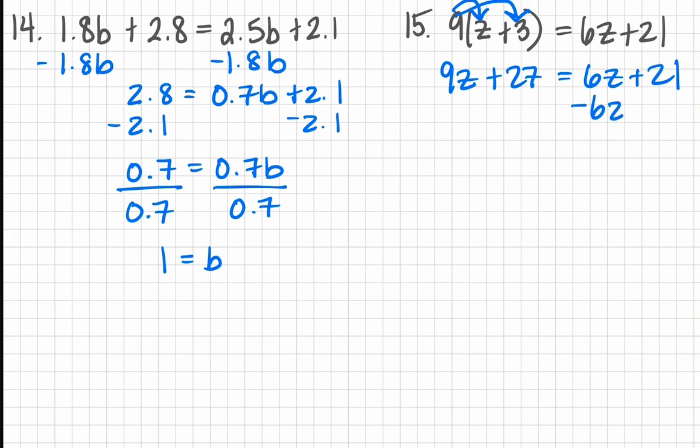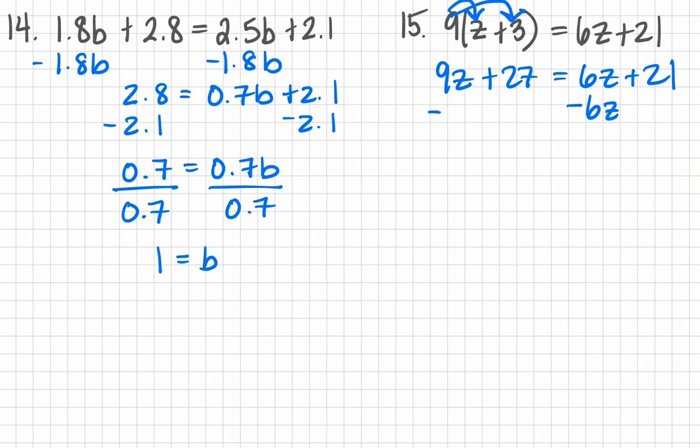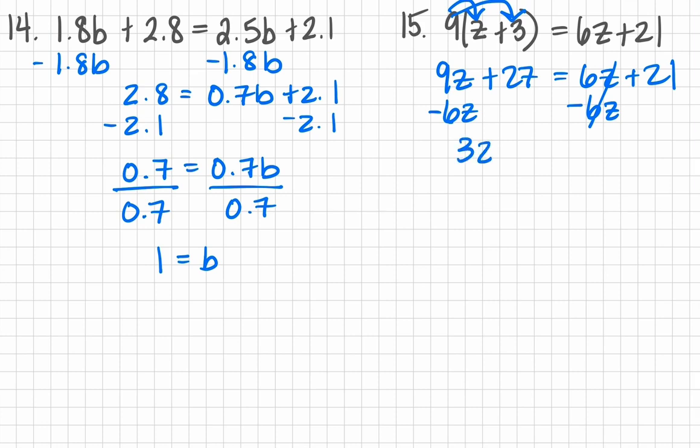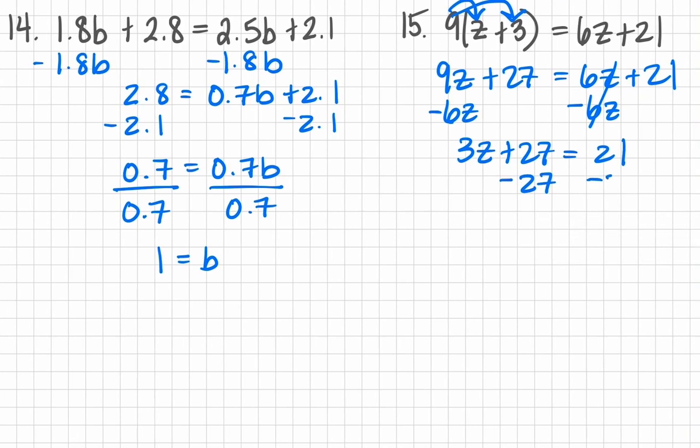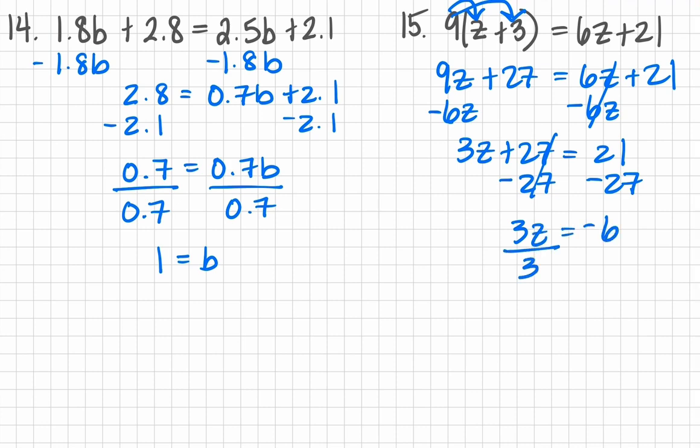Gonna try to combine the variables that I can. That's going to be 3z plus 27 is equal to 21. Positive 27, I'm going to do a negative 27 on both sides. 3z is equal to negative 6. Divide by 3 to isolate the variable once and for all. Then I have z is equal to negative 2.